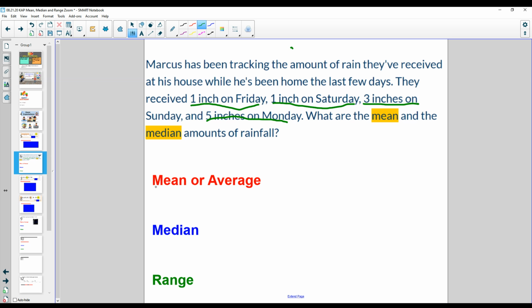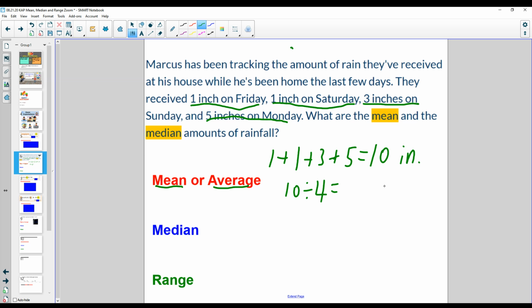So mean. Mean is another word for average. So what do you do when you do mean or average? So there are four numbers, four amounts of rain. So we need to add them up. 1 plus 1 plus 3 plus 5 adds up to 10 inches of rain. But we need to divide it by the number of days. 1, 2, 3, 4 days. So why are we dividing by 4? Because there are four numbers or four values.